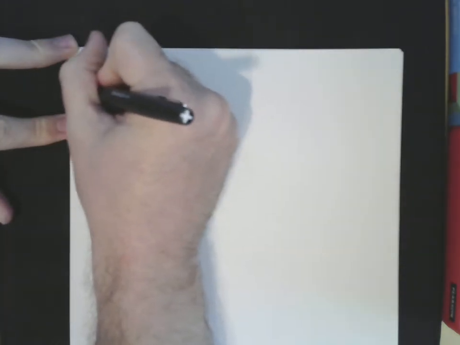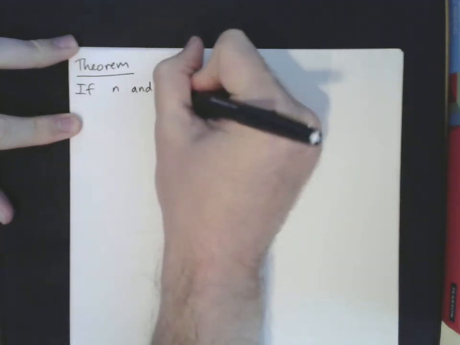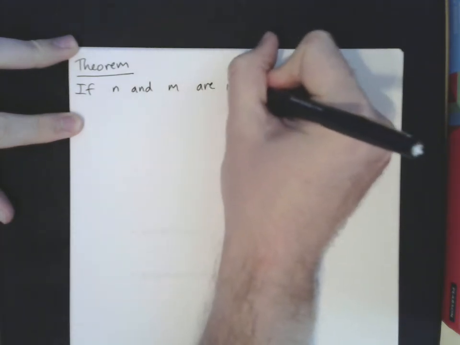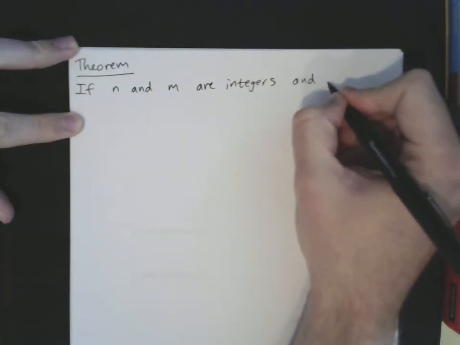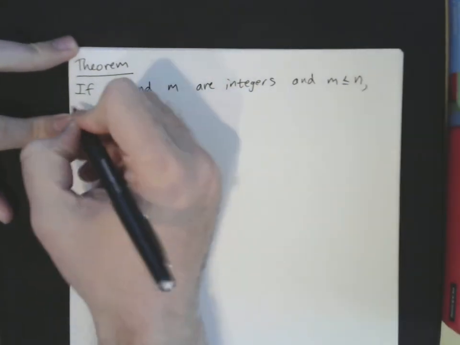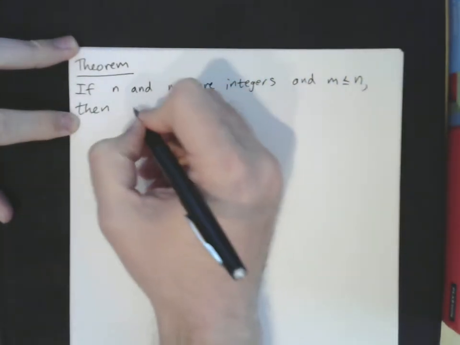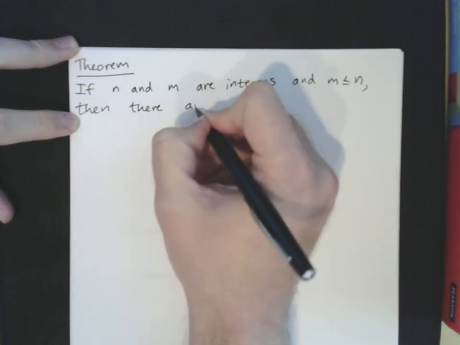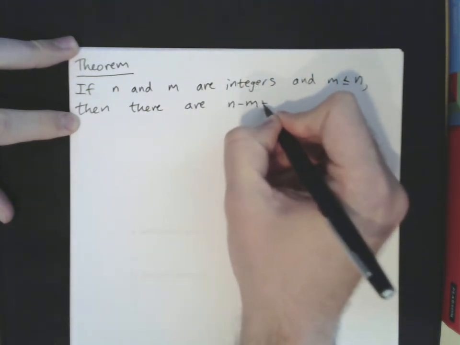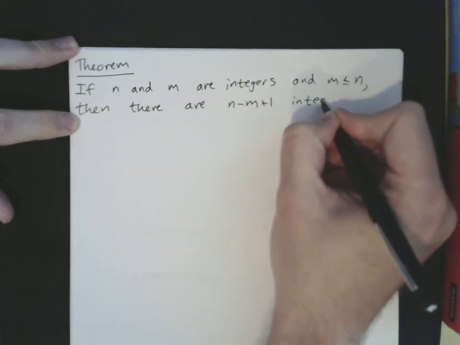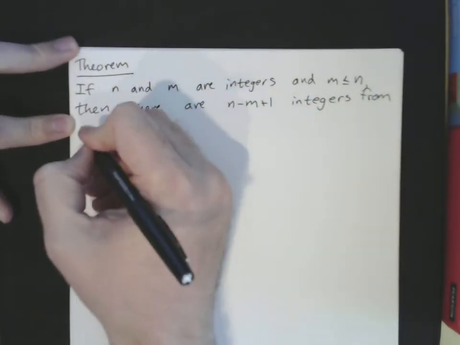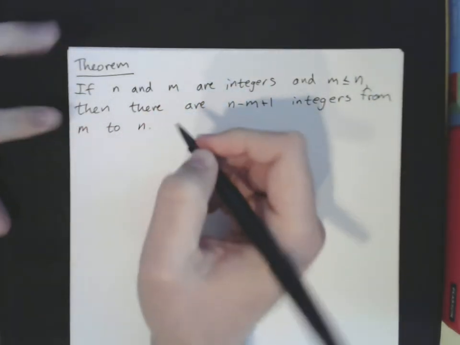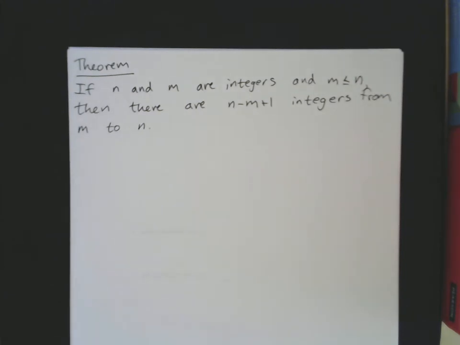So if n and m are integers, and m is less than or equal to n, then there are n minus m plus 1 integers from m to n. So this gives us a really fast way to count integers.